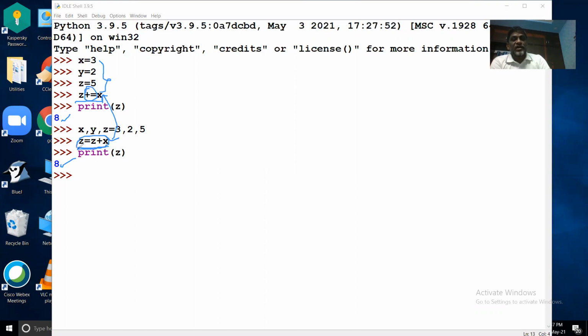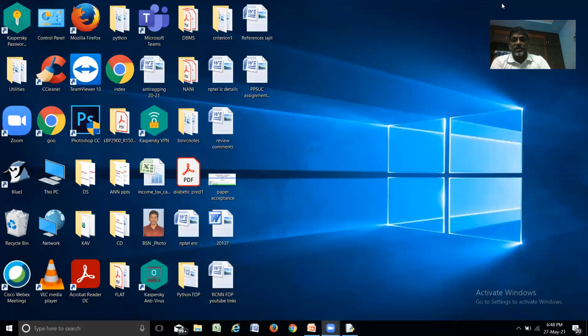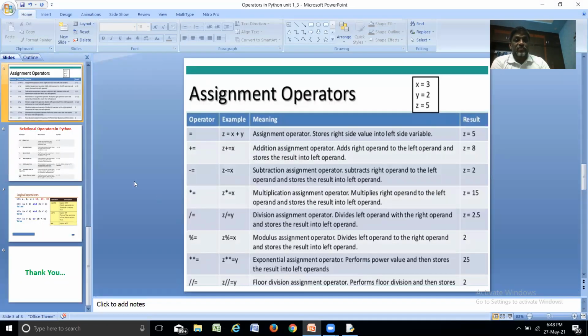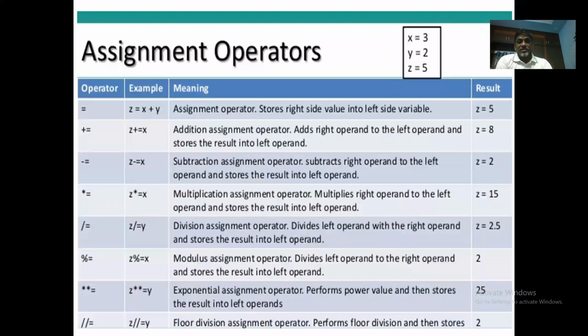Okay, so when you can write shorthand notation is whenever you have the same variable on LHS and RHS of an assignment operator, then you can write the shorthand assignment operation like this. Okay, right. So this is what I wanted to show. The result is always going to be same for shorthand assignment and its equivalent actual assignment operation. Okay, so this is about assignment operators.